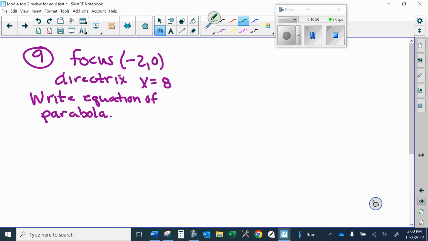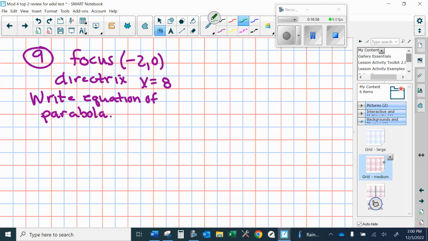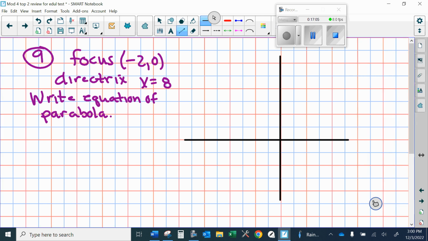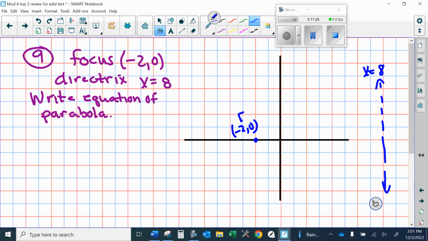Okay, last one. You have a focus at negative 2, 0. Let's bring in a graph again so we can plot it. So focus negative 2, 0. Directrix x equals 8: 2, 3, 4, 5, 6, 7, 8. Dashed, it's not really there. X equals 8. We want to label the focus negative 2, 0. Put a lowercase f there for focus.